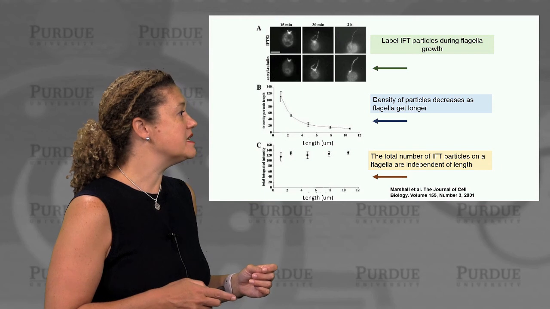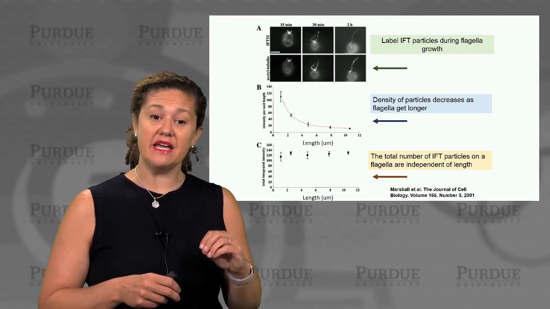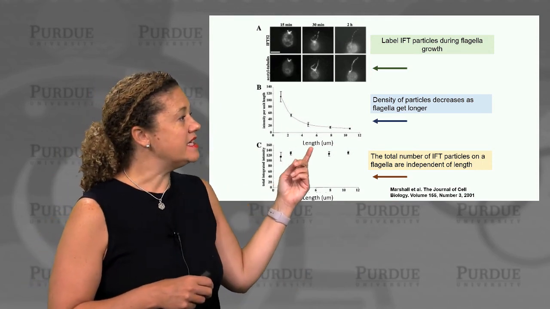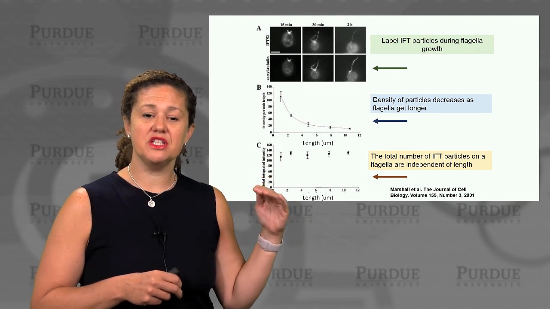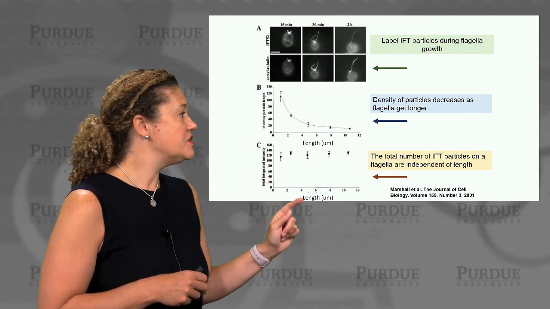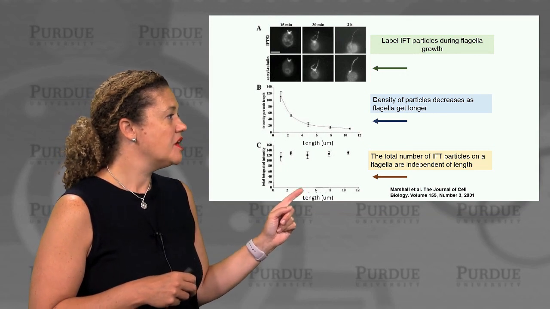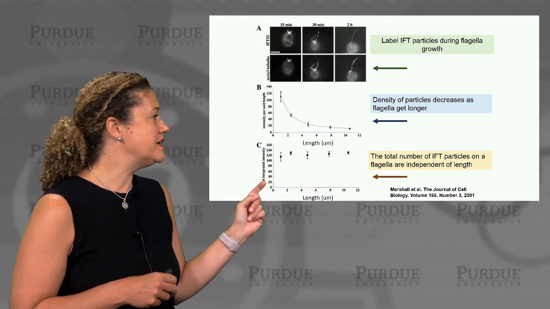One of the things that was found is that if you look at flagella of different length as they're growing or as they're retracting, the density of the IFT particles decreases as the flagella gets longer. And so if you look at this as the total number of IFT particles on a flagellum, you'll see that it's constant. It's independent of length.